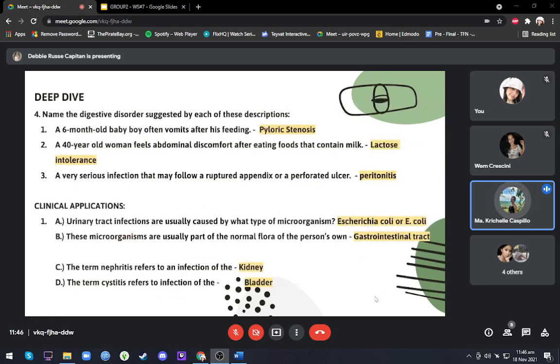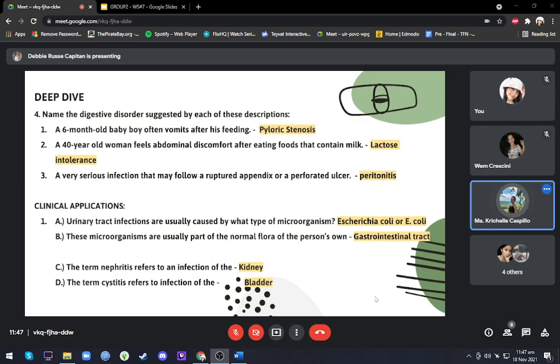4. Name the digestive disorder suggested by each of these descriptions. Number 1. A 6-month-old baby boy often vomits after his feeding. Our answer is pyloric stenosis. 2. A 40-year-old woman feels abdominal discomfort after eating foods that contain milk. Our answer is lactose intolerance. 3. A very serious infection that may follow a ruptured appendix or a perforated ulcer. Our answer is peritonitis.